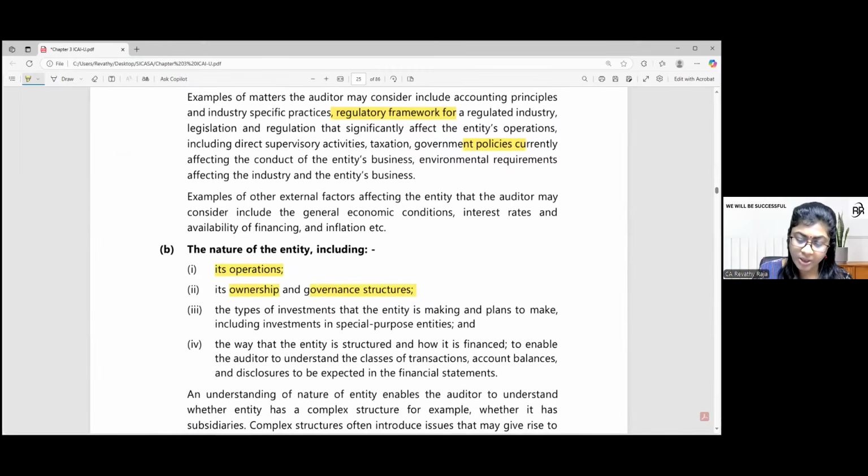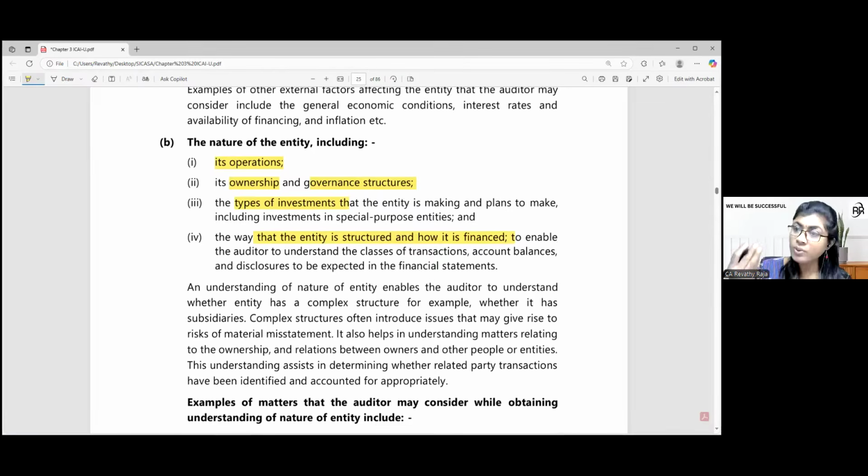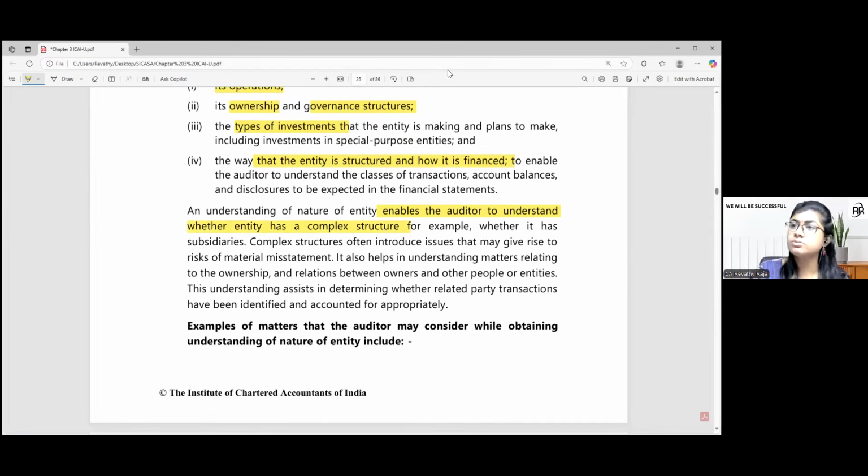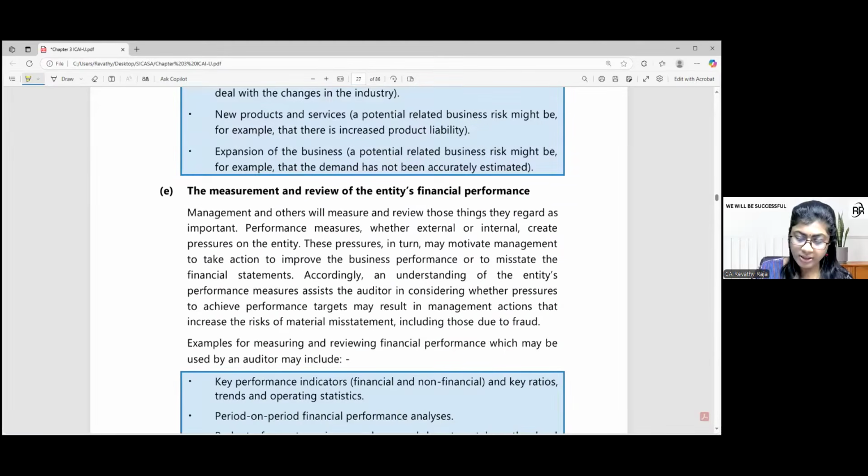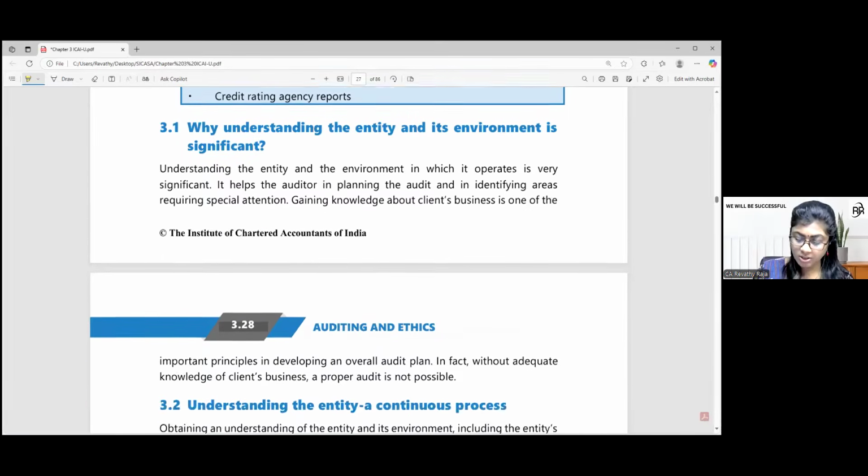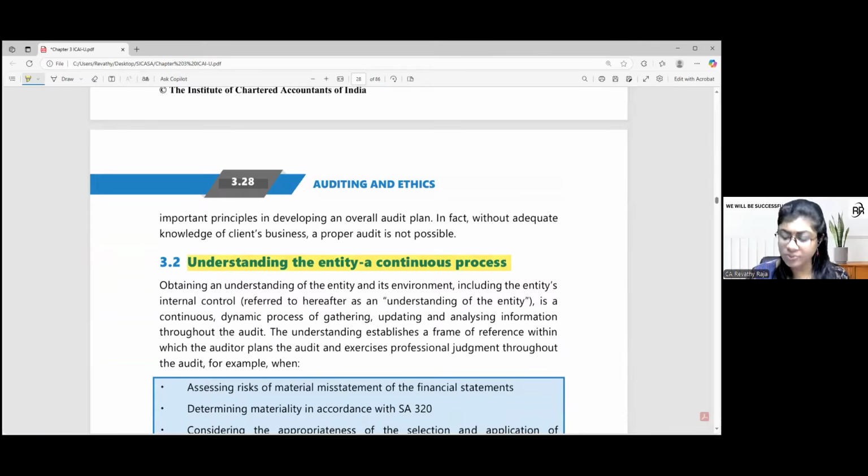Operations, ownership, governance structure, types of investment, how it is financed. I think I've taken this. Why are you understanding the entity? To understand the complex structure so that you can assess the risk. I also said understanding of the entity is a continuous process which has to be updated. That topic is also over.